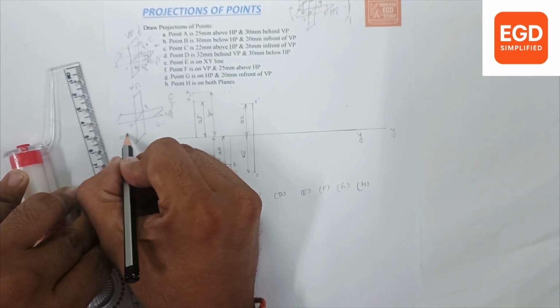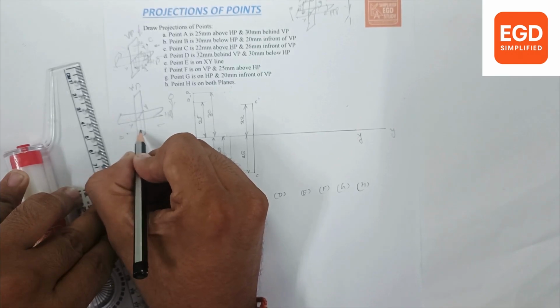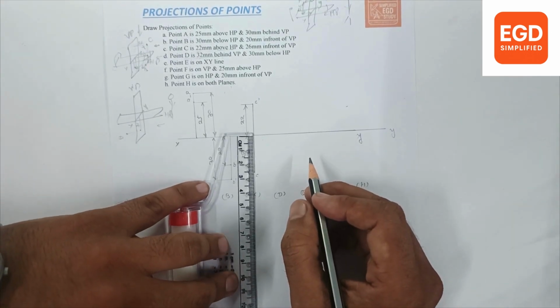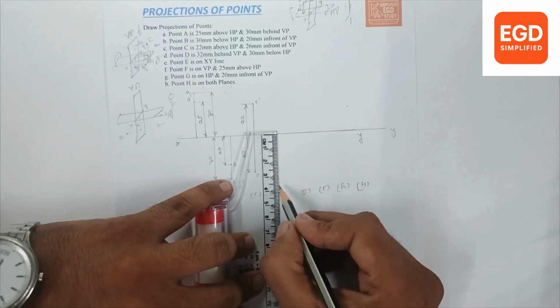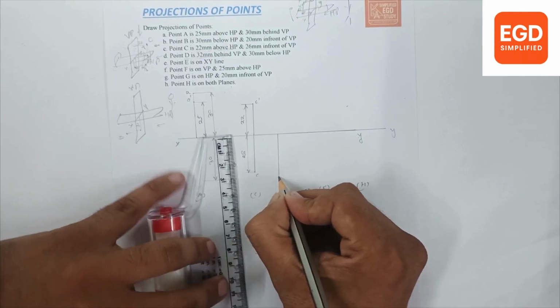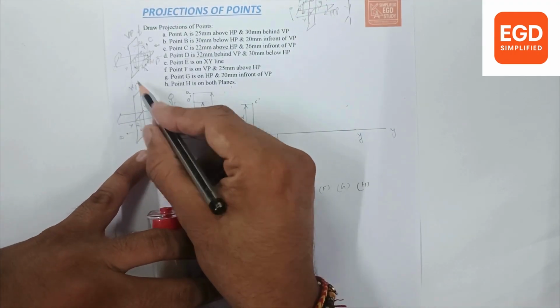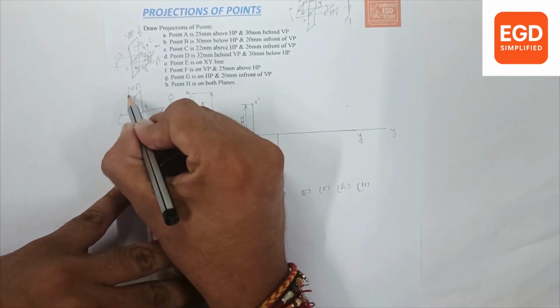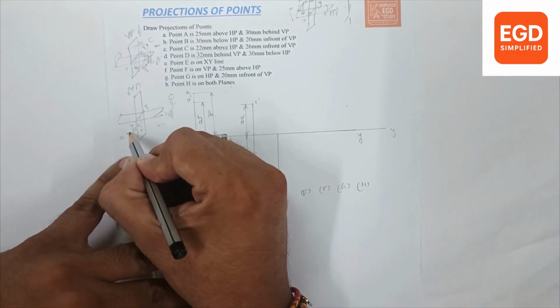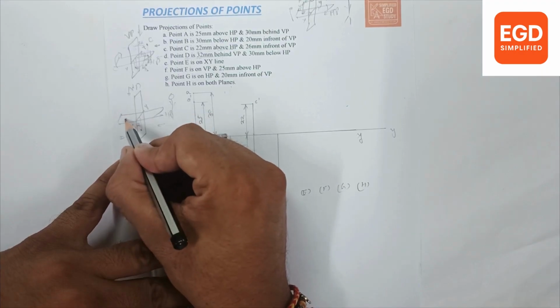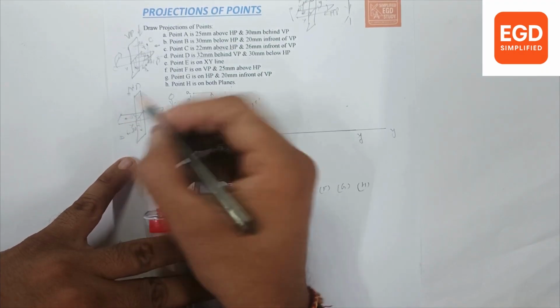When we see from the front, below we will see 30 mm. Okay. For point D, 30 mm below, it is plotted on the vertical plane, so D dash, and 32 mm behind VP. When we see from the top, we will see 32 mm behind. We will plot the projection. When seen from the top, the projection will be here at 32 mm.